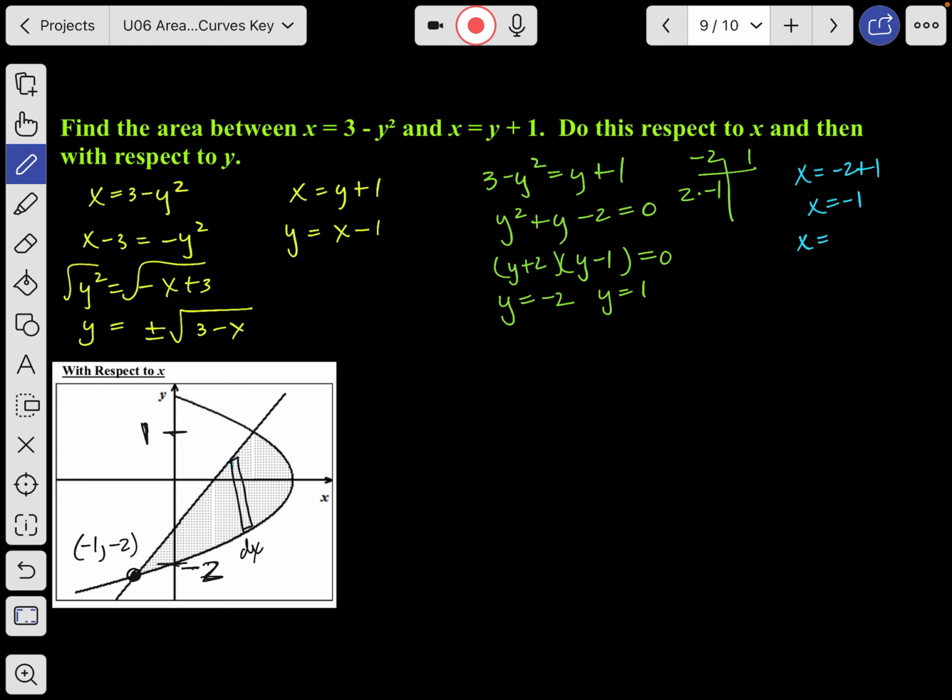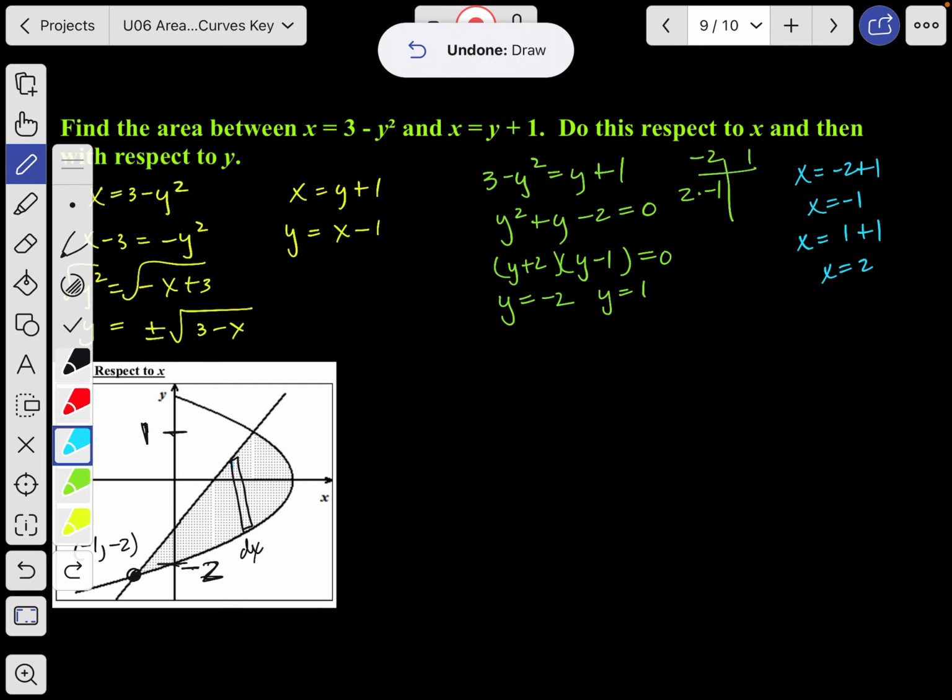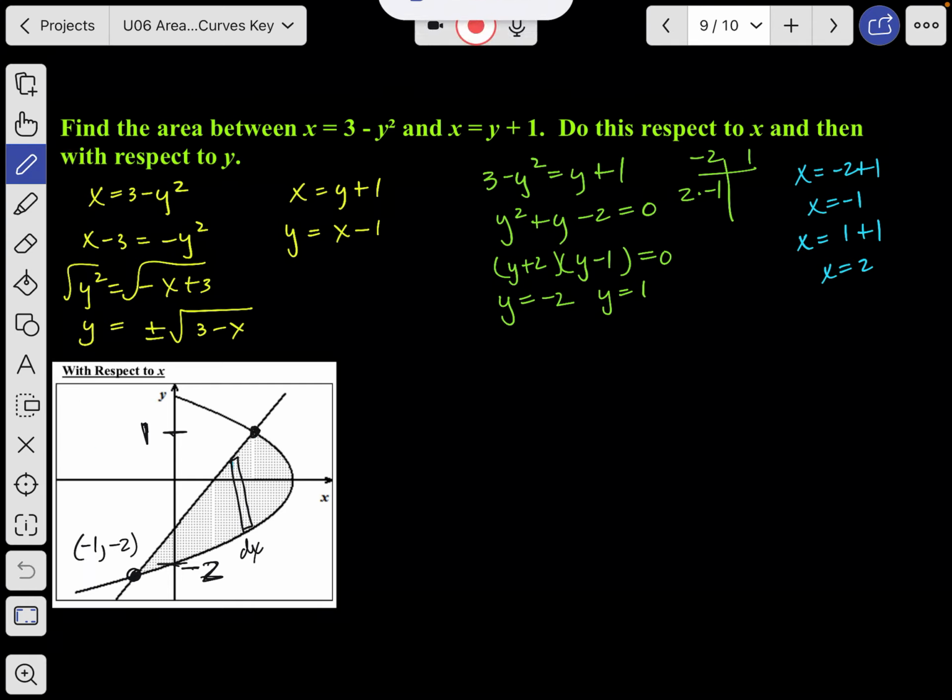If my y value is 1, then my x value is going to be 2. So this point here, whoops, this is going to give me 2, 1. All right, so now I can go ahead and write my integrals.